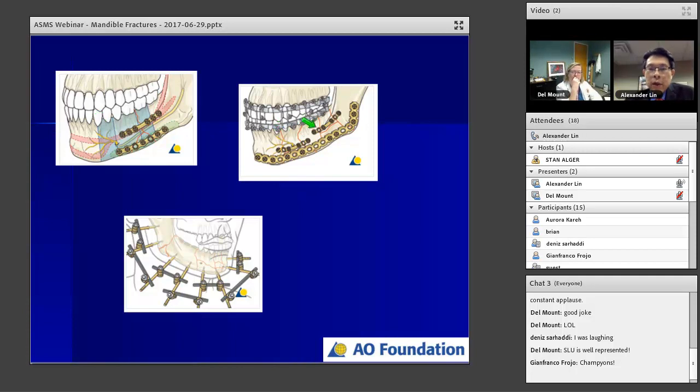Here's another example of multiple comminuted fractures along the body and the angle, and a big recon plate is reconstructing it, plus smaller mini plates. Again, the lower example of the external fixator, that's not a common situation.